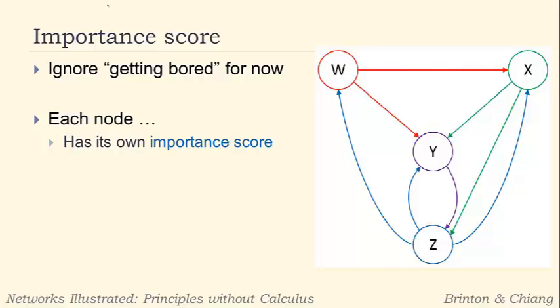So they have their importance score, and we can use lowercase letters for that. For big W, we'll say the importance score is little w. For X, we'll say the importance score is little x. For Y, we'll say it's little y. And for Z, we'll say it's little z.